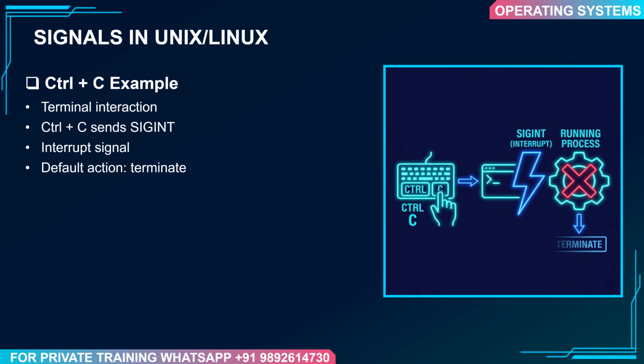Let us look at a very common example that almost every Linux user has seen. Suppose you are running a command in the terminal and it seems stuck. You press Ctrl+C. What actually happens here is not magic. When you press Ctrl+C, the terminal sends a signal called SIGINT, which stands for interrupt signal, to the running process. When the process receives SIGINT, the default behavior is to terminate. That is why the program stops immediately.